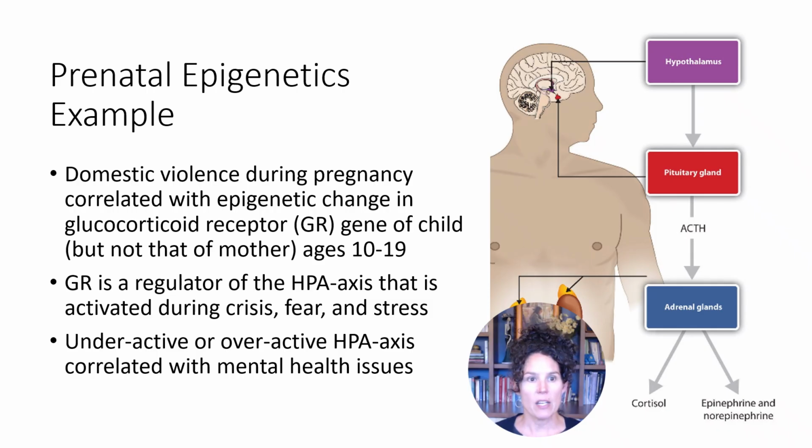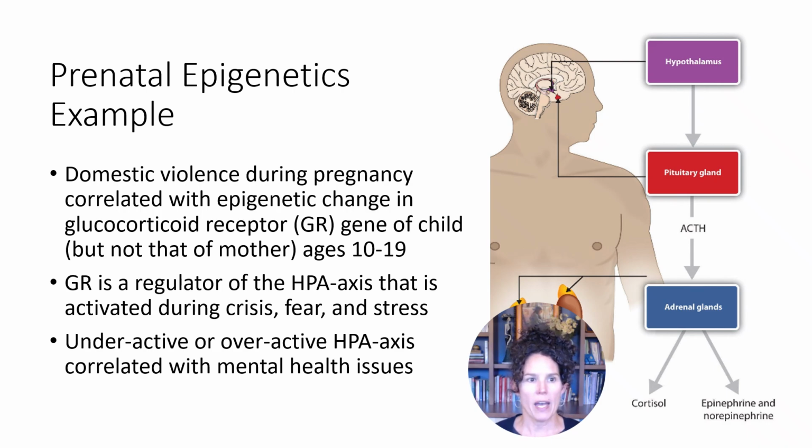And we know that increased methylation of the GR gene is associated with decreased GR expression. And GR, or glucocorticoid receptor, is a regulator of the HPA axis. That's obviously the hypothalamic pituitary adrenal axis that results in cortisol or adrenaline. And it's associated with our responses to crisis or fear or stress. And it can also be correlated with mental health issues.